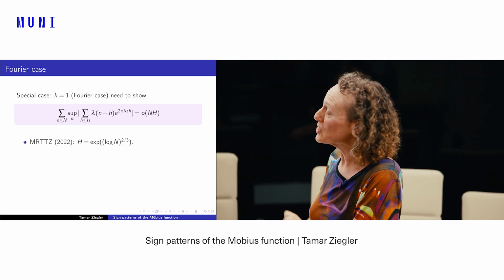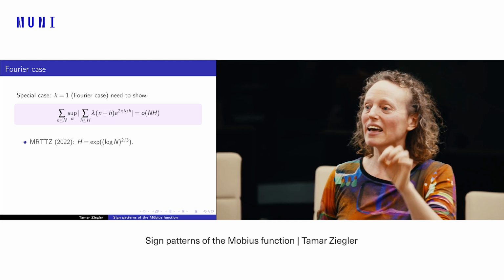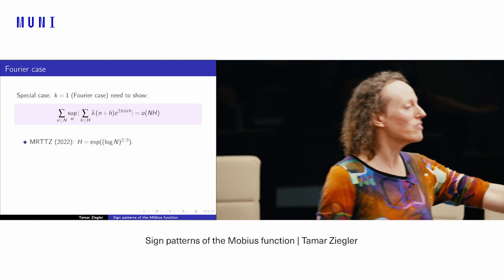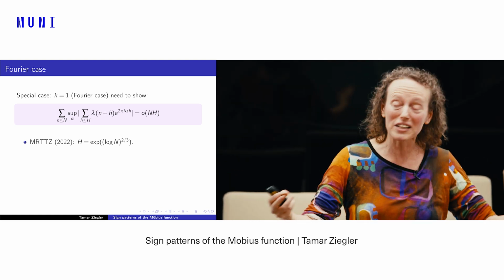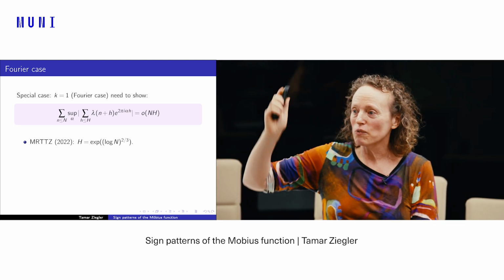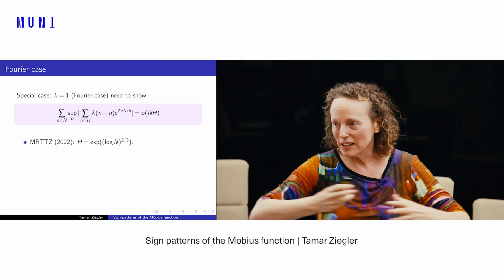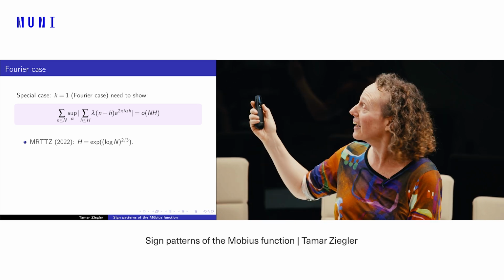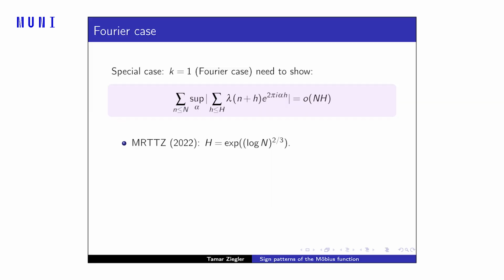I'm just writing this to tell you that for this specific case, there have been very, very recent advancements. So for this Fourier case, we need, not the Fourier case, we need the nil sequence case. But for the Fourier case, we were able to actually do better than n to the epsilon. We could do h equal to e to the log n to the 2/3.